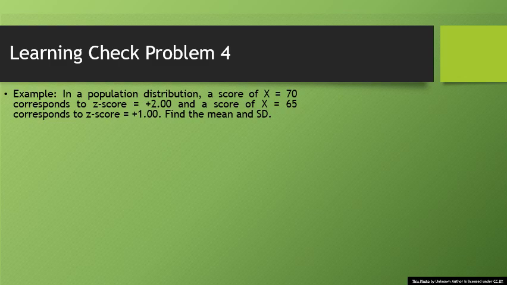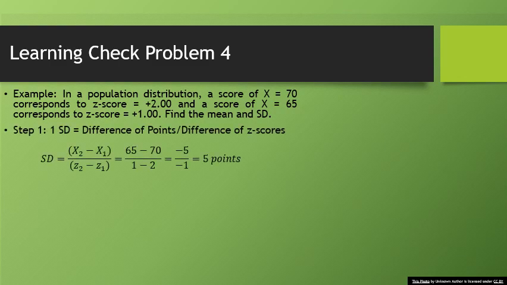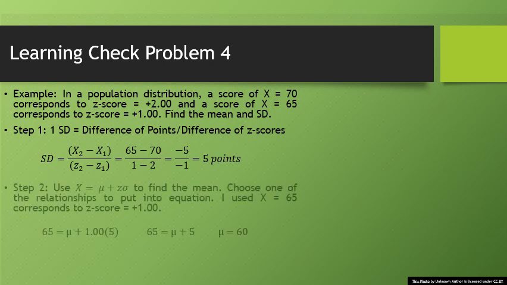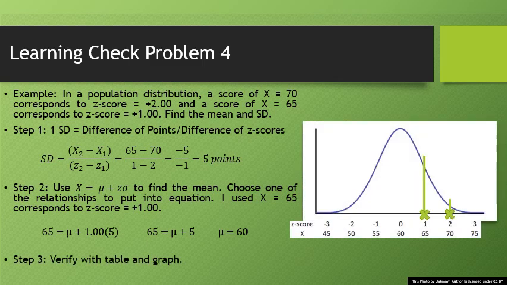Learning check problem 4. See if you can solve the problem. Again, we're given 2 points that correspond with z-scores. So I use the difference of points divided by the difference of z-scores, and I found a standard deviation equal to 5 points. I use the x equals equation. The point I used was x equals 65 corresponds to a z-score of plus 1. Put it in. I get a mean equal to 60. Verify with my table and graph. It all looks good. We're done.